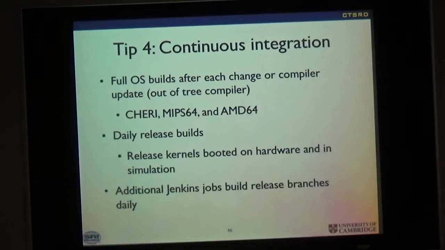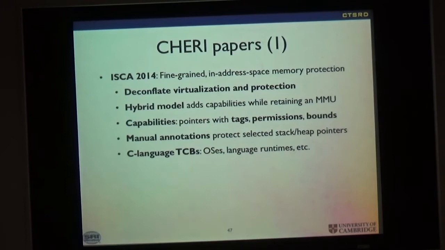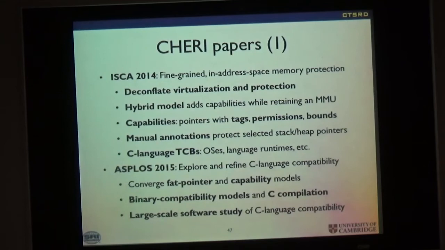So, quick coverage of papers before I end. We had a paper in ISCA, an architecture conference, on the original capability model. This was the base and length only model. It just talks about how we did the implementation. Our paper at ASPLOS 2015 talks about our C language model. We've since refined it a fair bit, but the essentials are there.